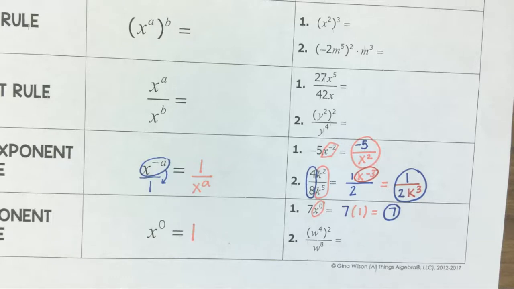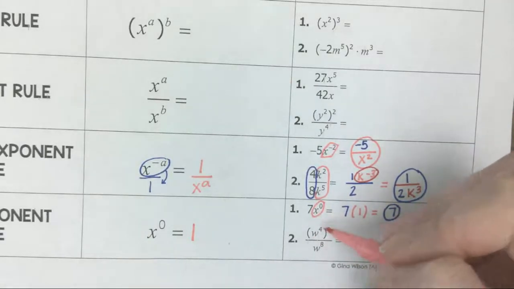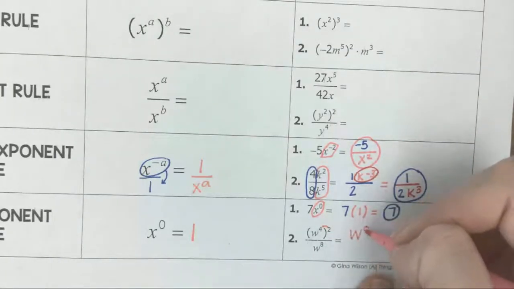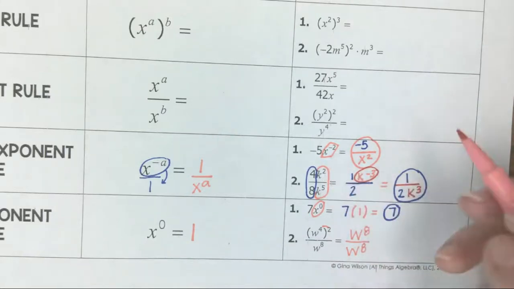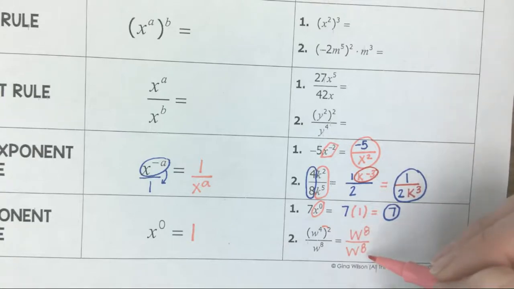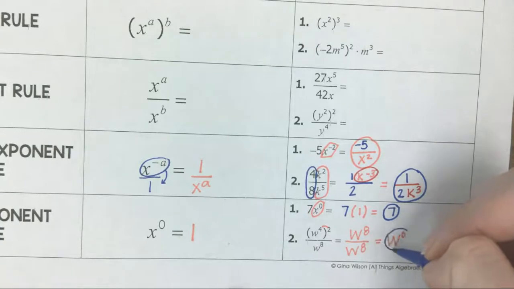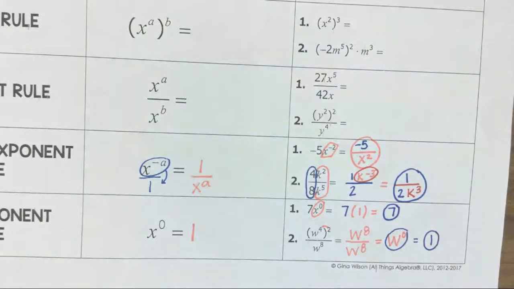Number 2 is another one that has multiple rules working together. Number 2 has a power rule in it where it says take w to the 4th and raise it to the 2nd. Remember, the power rule says I multiply these. So that turns to w to the 8th power over w to the 8th power. And now, just like I did up here with my k to the 2nd and k to the 5th, I'm dividing w to the 8th by w to the 8th. So I would do 8 minus 8, which gives me w to the 0. But as we just learned, anything to the 0 power is just 1. So my final answer there would be 1.